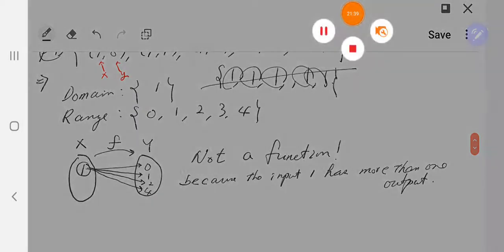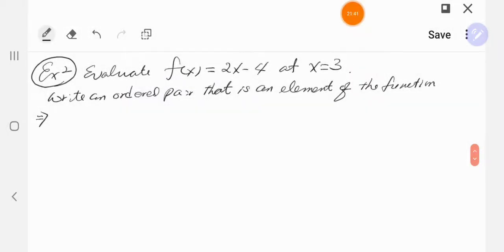Okay, example 2. Evaluate this function: f of x equals 2x minus 4 at x equals 3. What do you mean by this? Evaluate means, give an input value and then find the output value. So give one input value, calculate it, and find the result as a value. So f of x is a y value, the output, right?